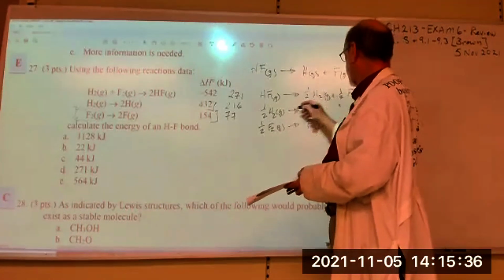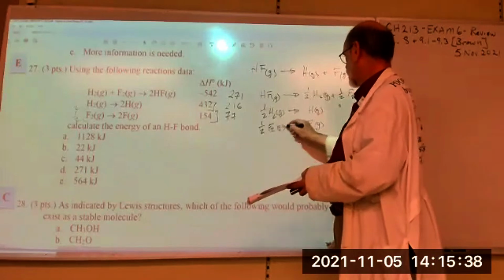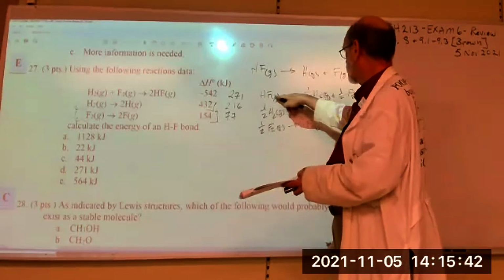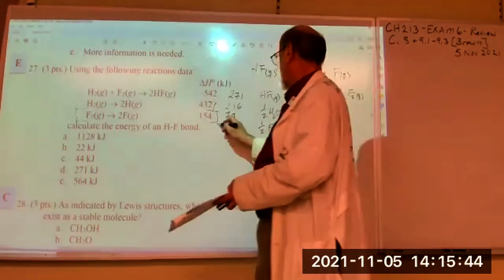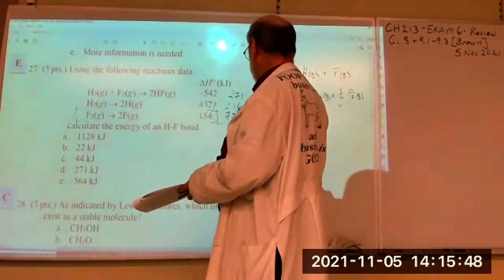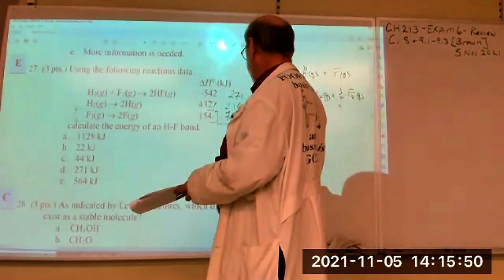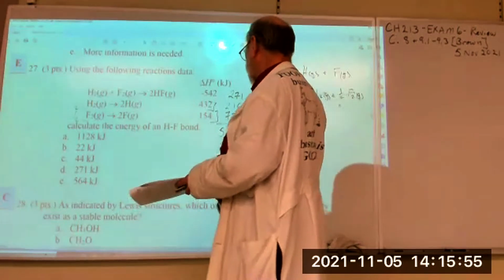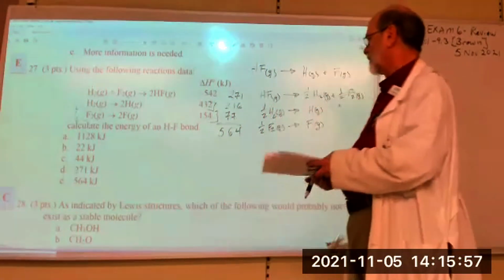Okay, so this 1/2 cancels here and here. This 1/2 cancels here and here. That leaves us H gas, F gas, and HF. So we just add these together. So it'd be 271 plus 216 plus 77, and that's 564. There it is.